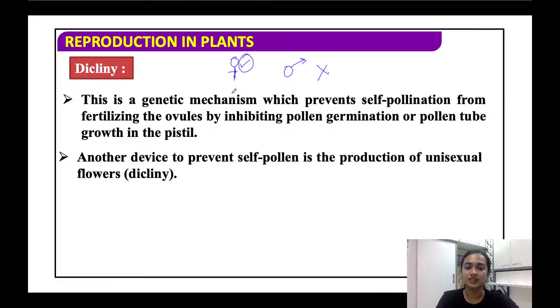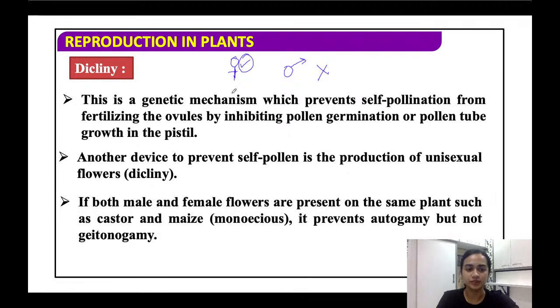Another device to prevent self-pollination is the production of unisexual flowers. If a flower contains only male gametes or only female gametes, again self-pollination is ruled out. And if both male and female flowers are present on the same plant, such as castor and maize, because they are monoecious in nature, it prevents autogamy but not geitonogamy. Geitonogamy is the transfer of pollen grains from the anther to the stigma of a different flower but of the same plant.